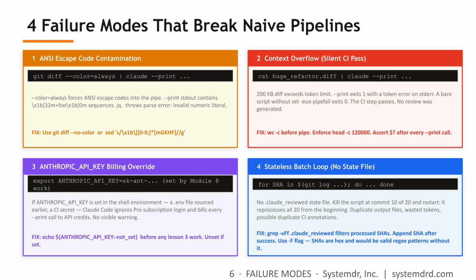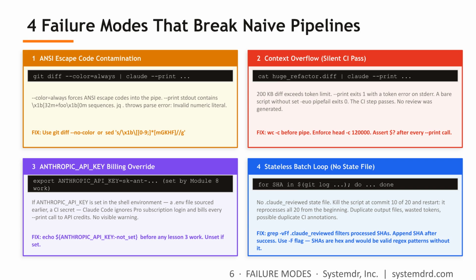Failure 3, Anthropic API key billing override. This one specifically catches people taking this course. If you set an API key during Module 8 work and forget to unset it, every Claude Print call in every Module 3 lesson switches from your Pro subscription to API credits. Claude Code doesn't warn you, it just switches silently. You discover it on your billing dashboard. The fix: before any Module 3 session, run echo $ANTHROPIC_API_KEY. If it returns anything other than empty or not set, unset it.